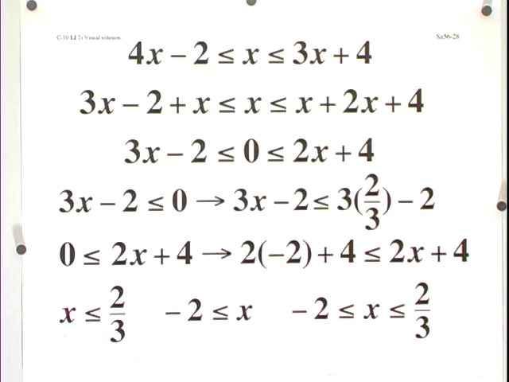So now I have both sides. So x is going to be greater than or equal to minus 2, and less than or equal to 2/3. The range of the variable on the number line goes from minus 2 to plus 2/3.